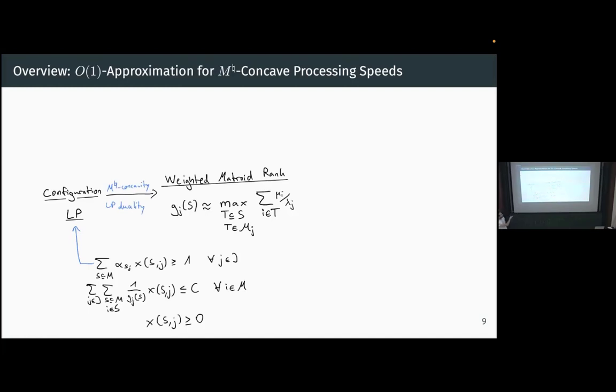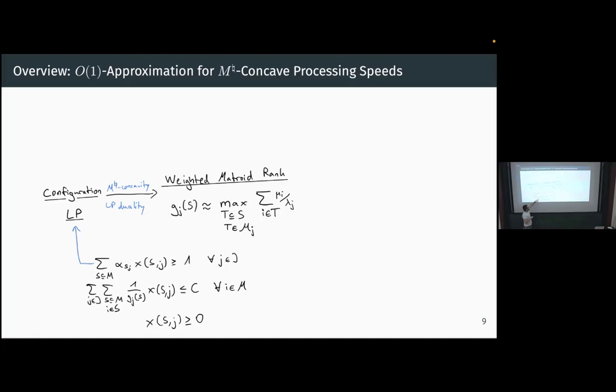Using LP duality, complementary slackness, and the M-natural concavity of these functions d_j, you can extract from a solution to this LP a weighted matroid rank. So what we get is a matroid and weights, and the weights lambda are expressed by mu_i divided by lambda_j. These are the dual variables for the makespan constraints for the machines and for the job constraints here.